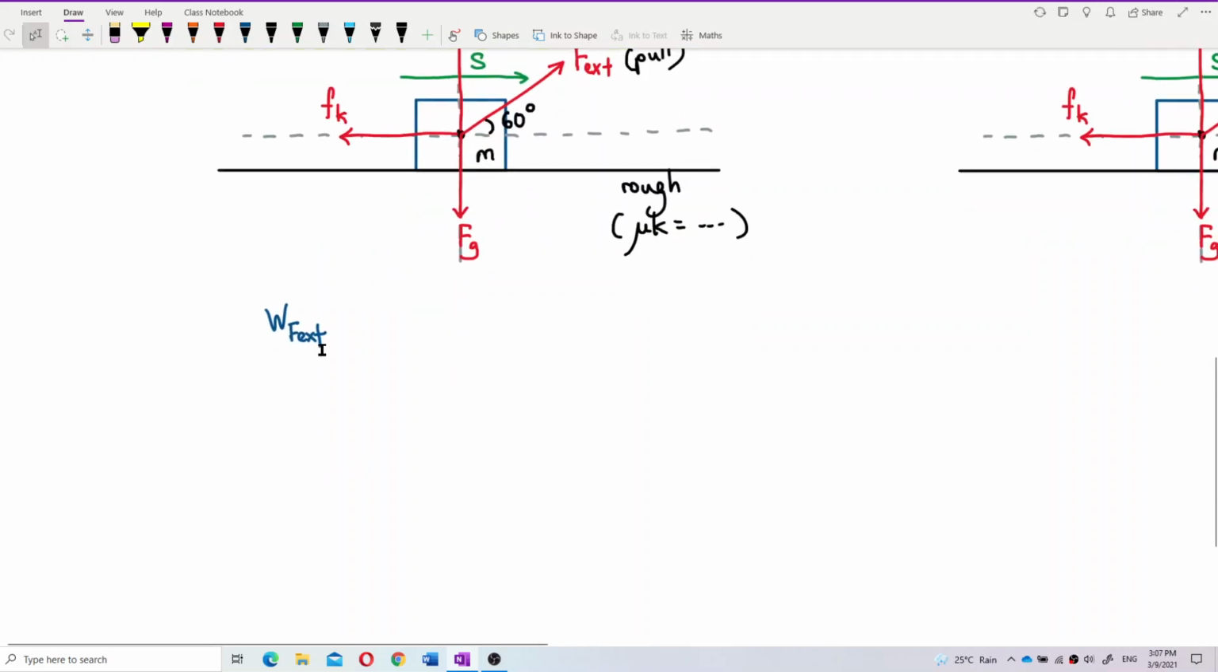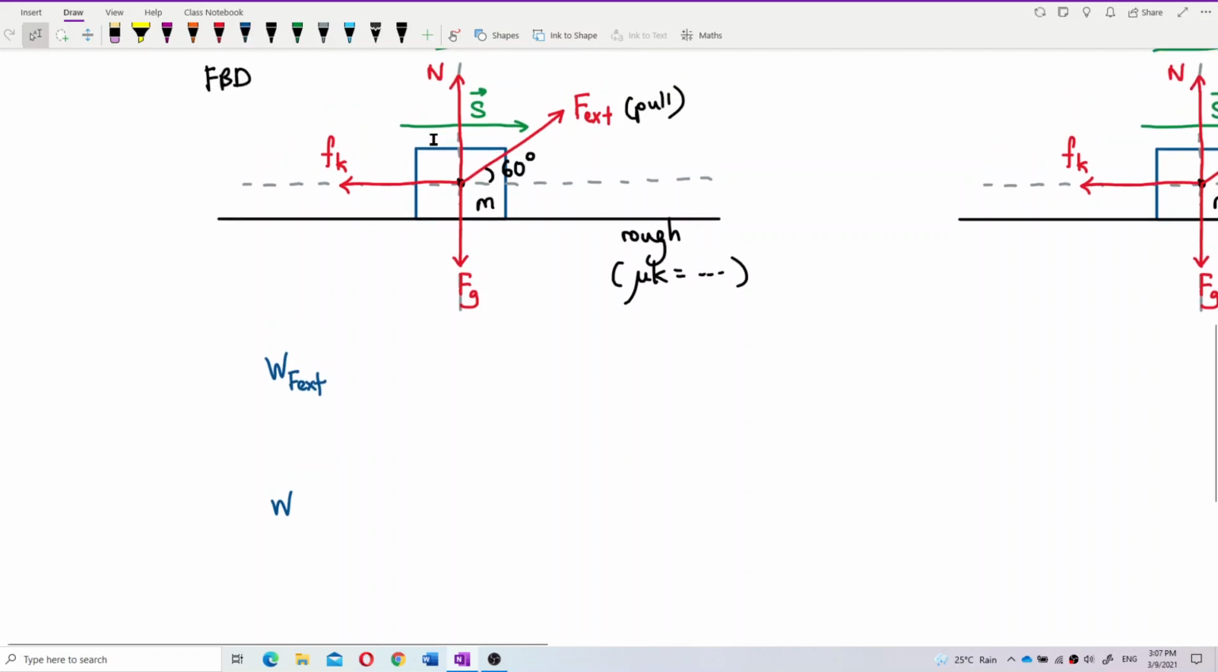We have the work done for the external force, the work done for the normal force, then the work done for the gravitational force, which we can write as Fg, and then the work done for friction. Okay, so now let's find the work done for the external force.